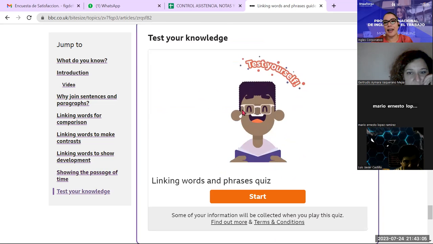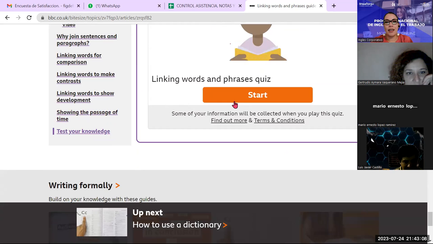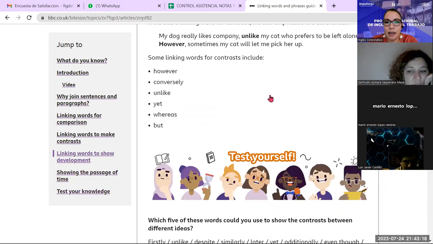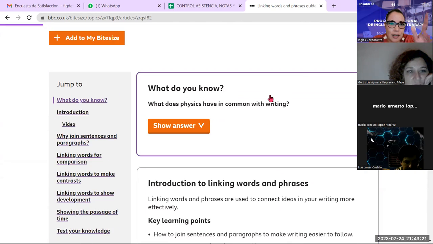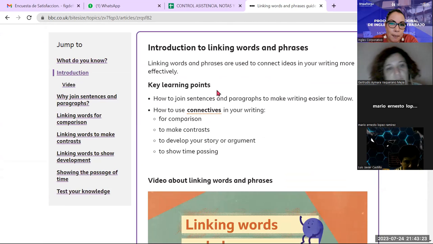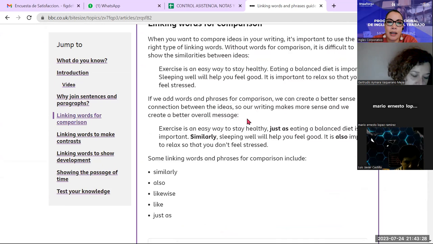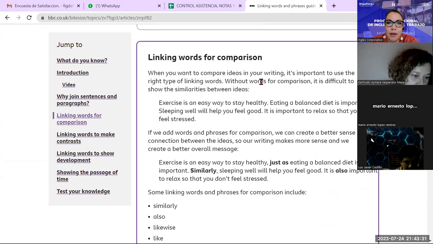You can play it again, or you can take the quiz. You can do it in groups. Lo pueden hacer en grupo si quieren y pueden ir tomando turnos para contestarlas. Este es el último enlace que les mandé por si quieren regresar al principio para que repasen las que son. Aquí está todo lo que hemos leído para comparison, to make contrast, to show development, etc. Para que les sea más entretenido, lo pueden hacer en grupos.